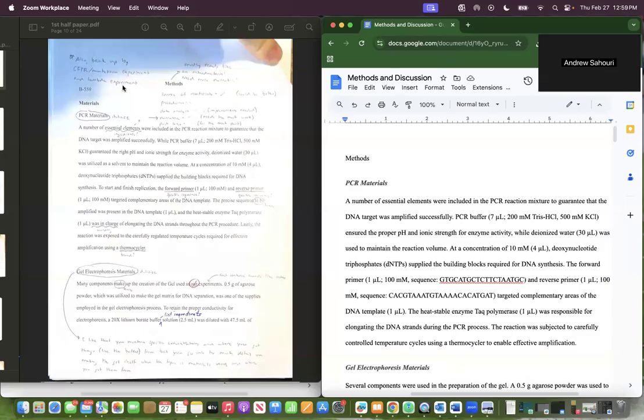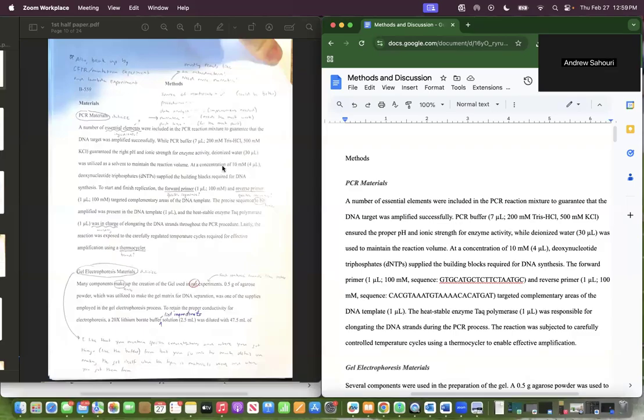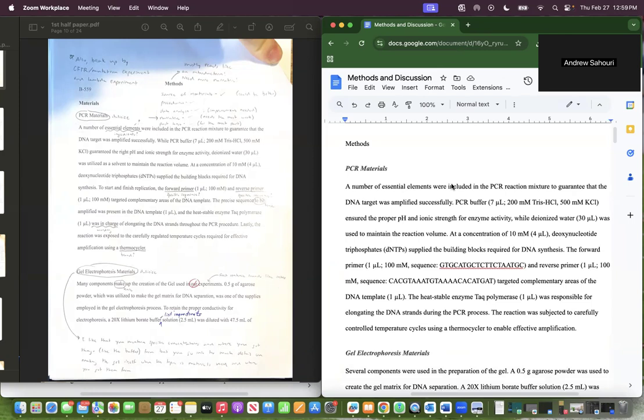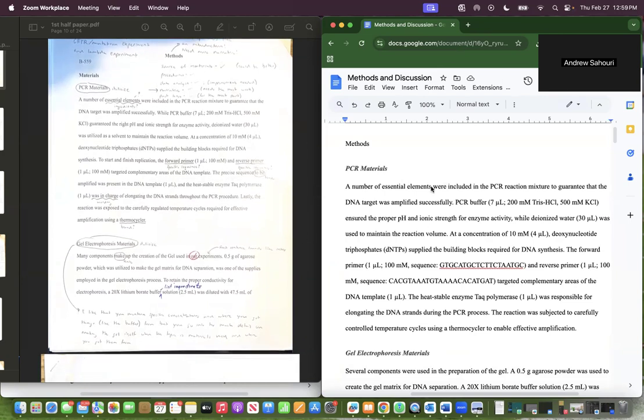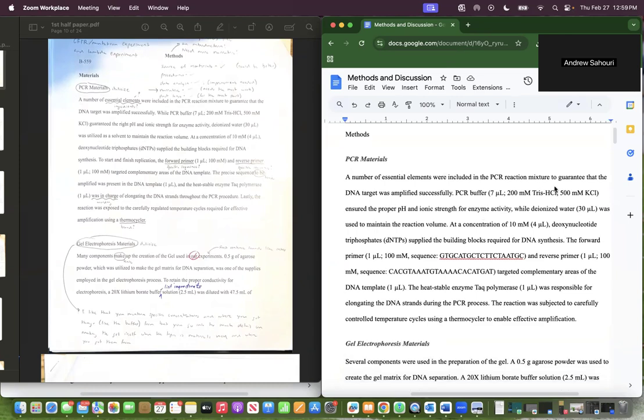Okay, so here's the original one with revisions, and then here's what I need to revise, and then here's the normal one. So I italicized PCR materials, as you can see here, and then number of essential elements. I was asking for ingredients, and I did put the ingredients here after. So I thought it was fine the first time, so I was a little confused there.